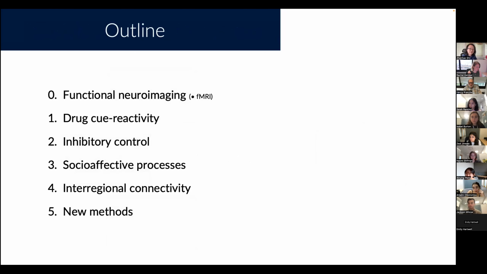So today I first want to introduce what functional neuroimaging is, and especially what fMRI is. Then I will discuss four neurocognitive domains, including Cue-Reactivity, Inhibitory Control, Socioaffective Processes, and Interregional Connectivity. For each domain, I will start with a definition, and then go into some individual studies. Some of these studies were conducted by myself. Then I will end by introducing a few new methods in functional neuroimaging research. Feel free to interrupt me anytime if you have any questions.